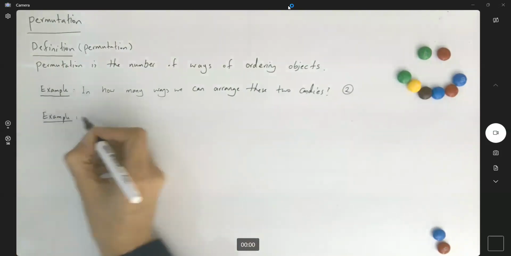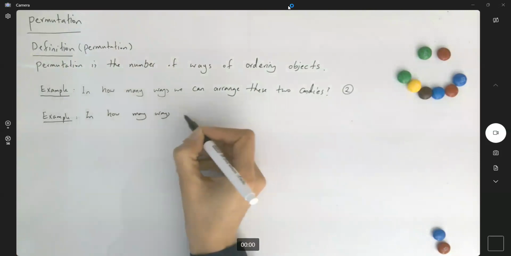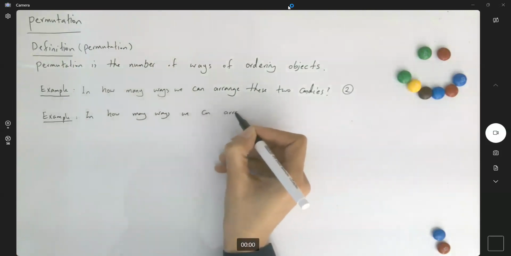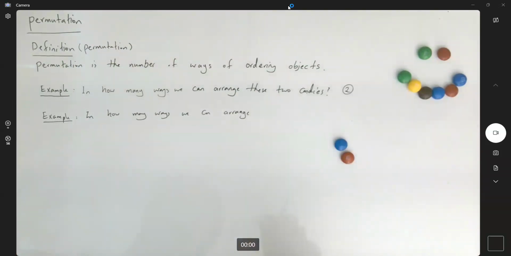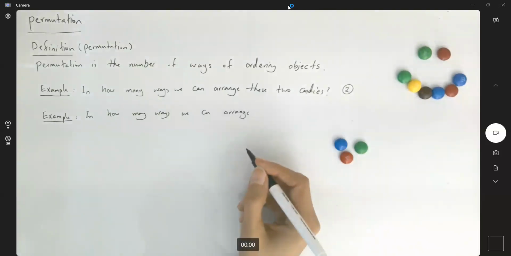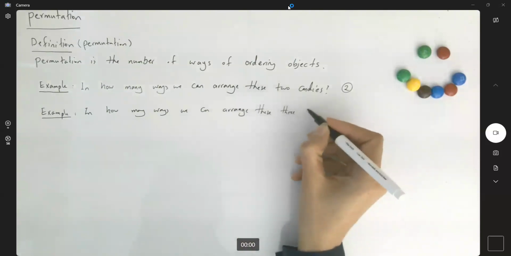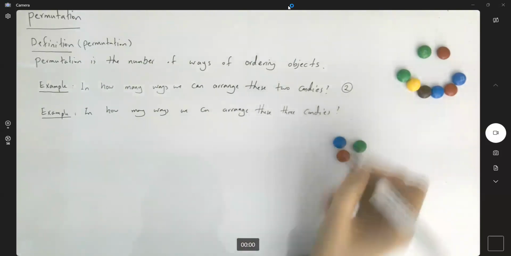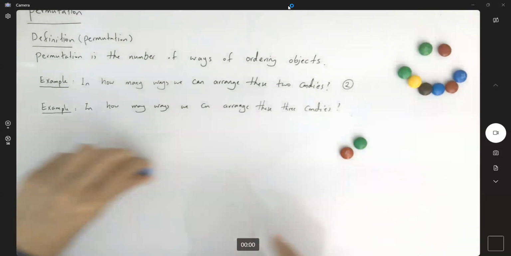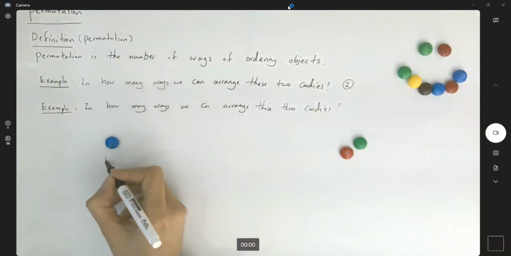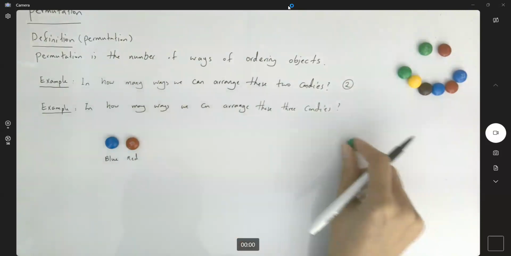Example. In how many ways can we arrange? Now I'm going to give you three candies. Arrange these three candies. Okay, let's see. Take a look at this. The blue can come first. So you can have blue, then red, then green.